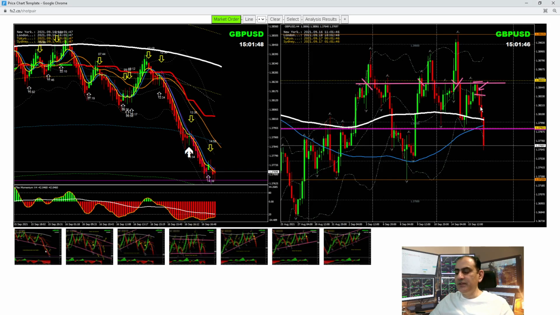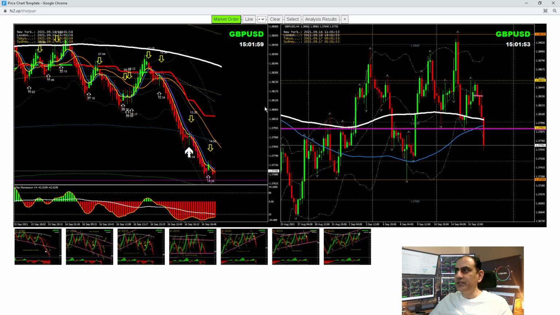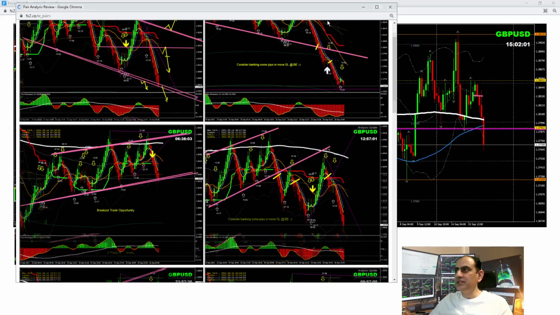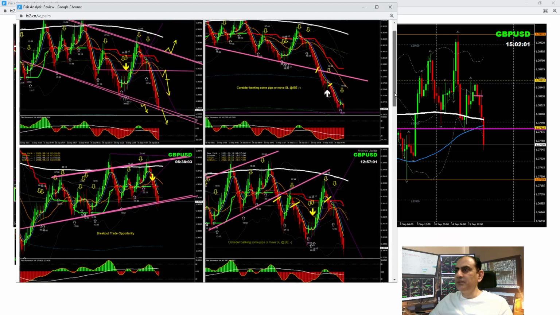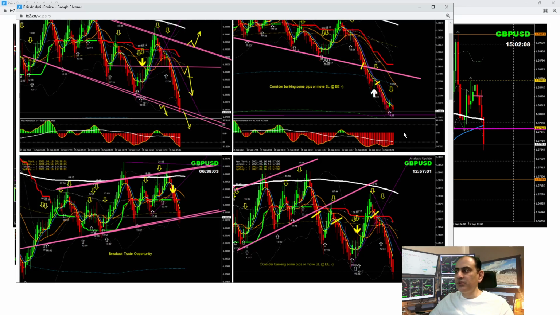And that's exactly what we did today. If I show you here, you can see in the 4 hour, after the price came up and then came back, every time price goes up, we were taking a short trade, and that's what we did here. And let me share with you guys, this is the analysis, and this is the London morning analysis.